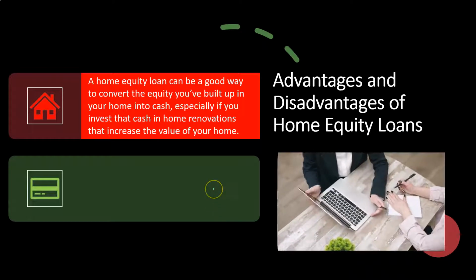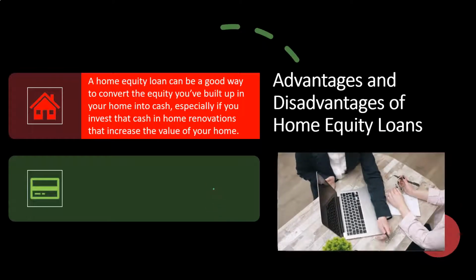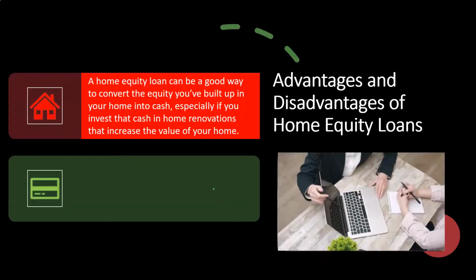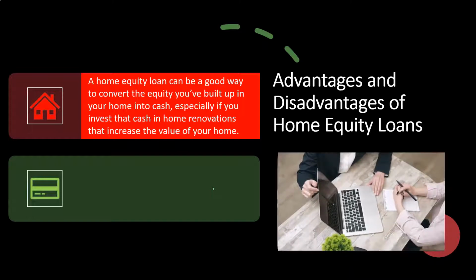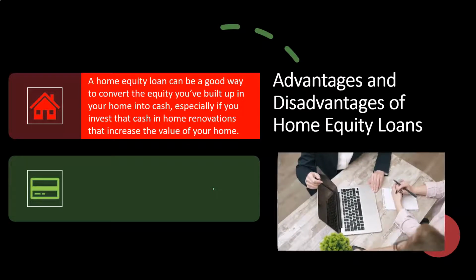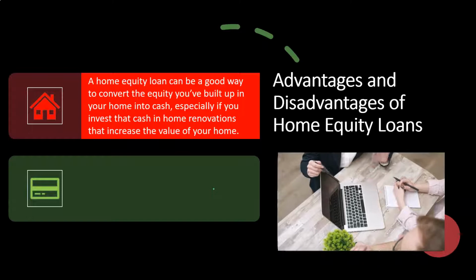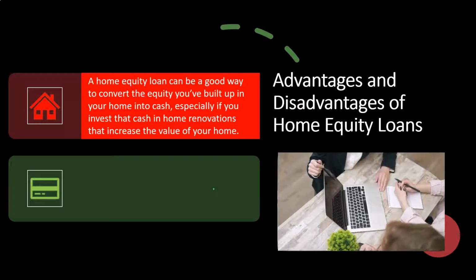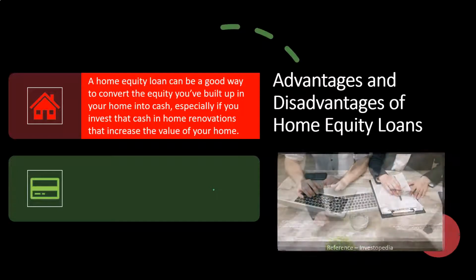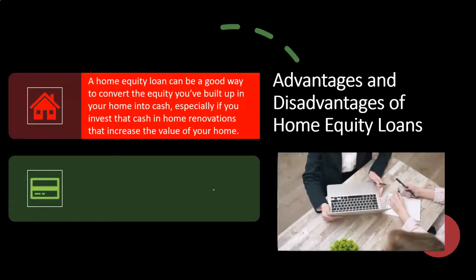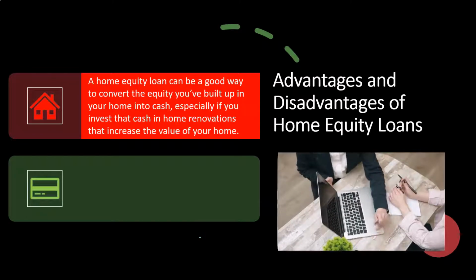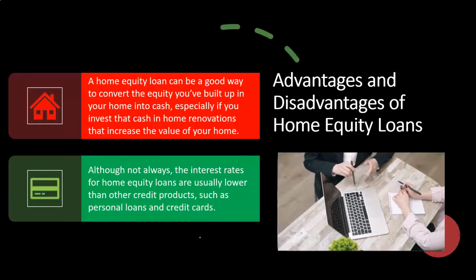So that could be used for that, especially if you invest that cash in home renovations that increase the value of your home. Obviously, if you take the second loan out and you put it back into the home in some way, then you're kind of reinvesting, possibly building up the equity. So you're taking the equity out and then putting it back into the home. You also want to consider what kind of tax advantages you might have for the interest and what you would need to do and what kind of limitations might be there for that kind of benefit as well.